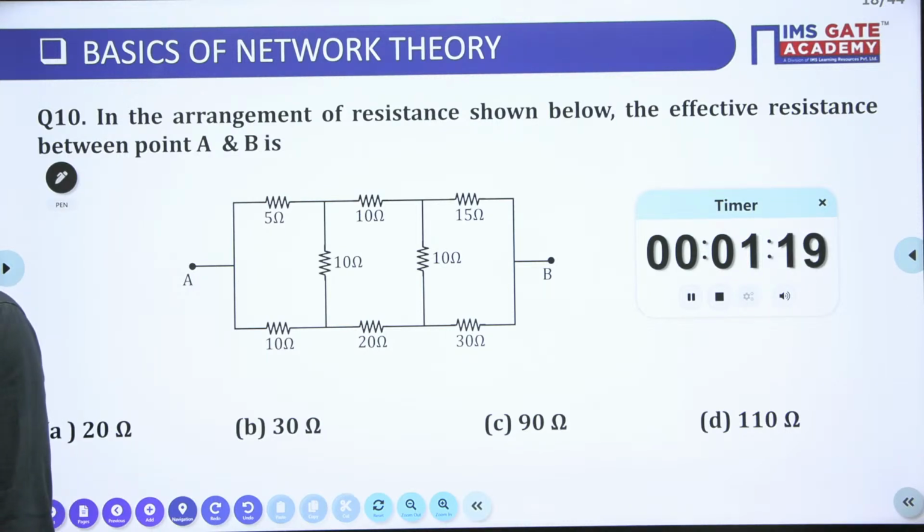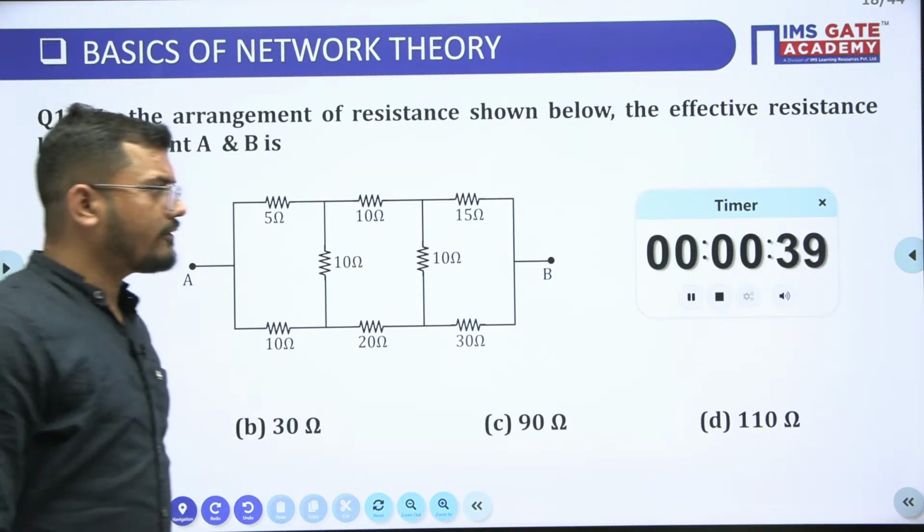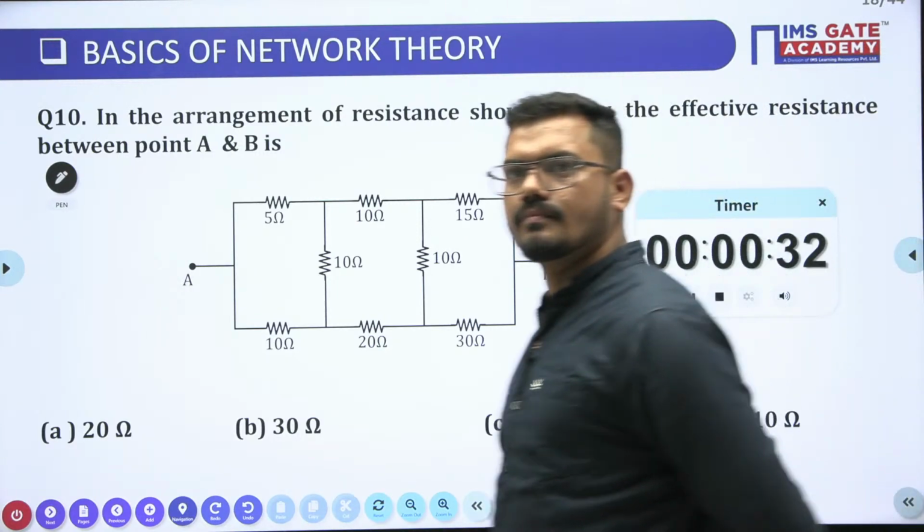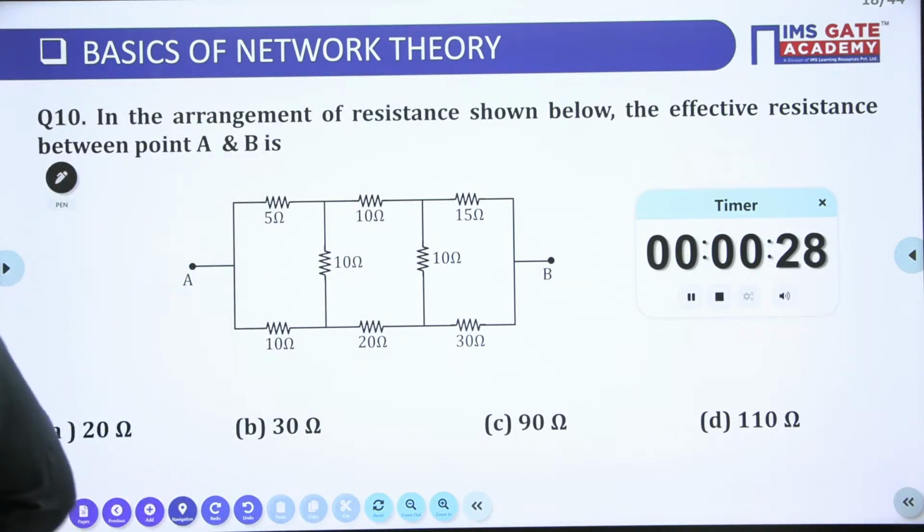Do it fast, please. Do it fast, guys. 38 seconds is remaining.